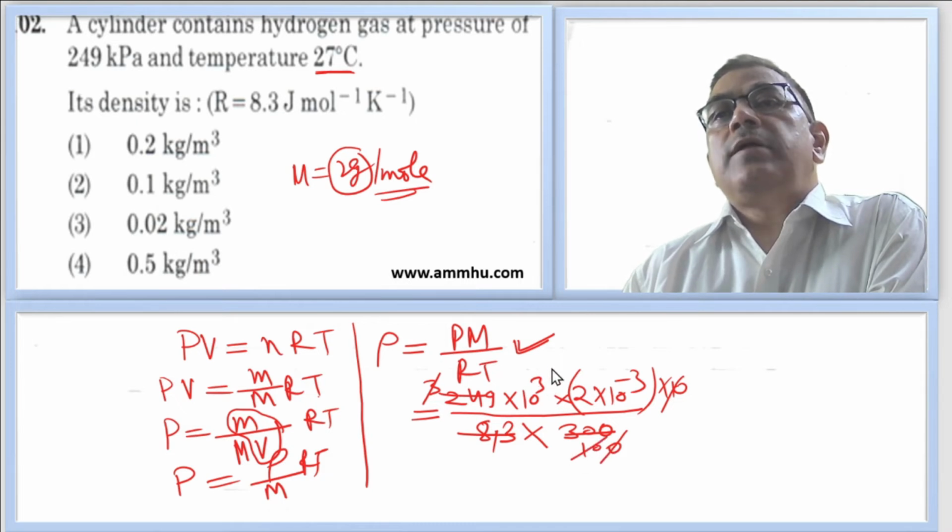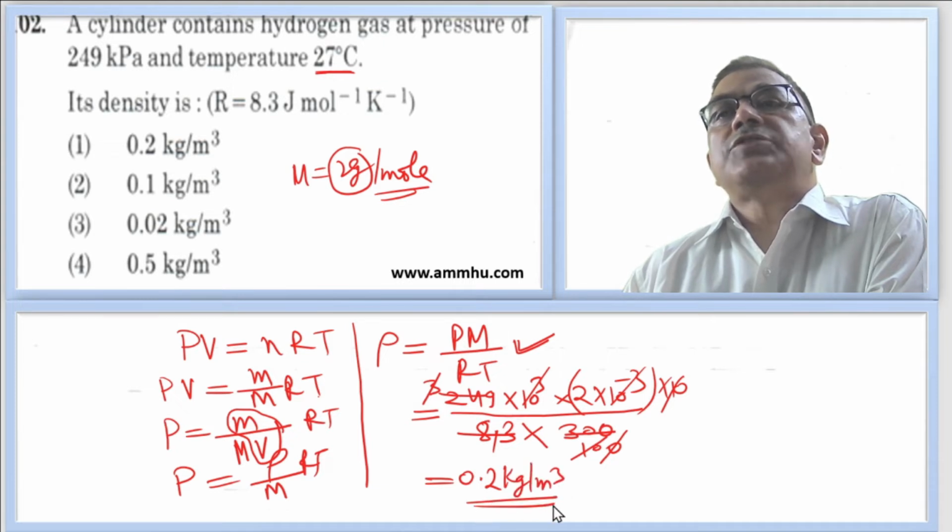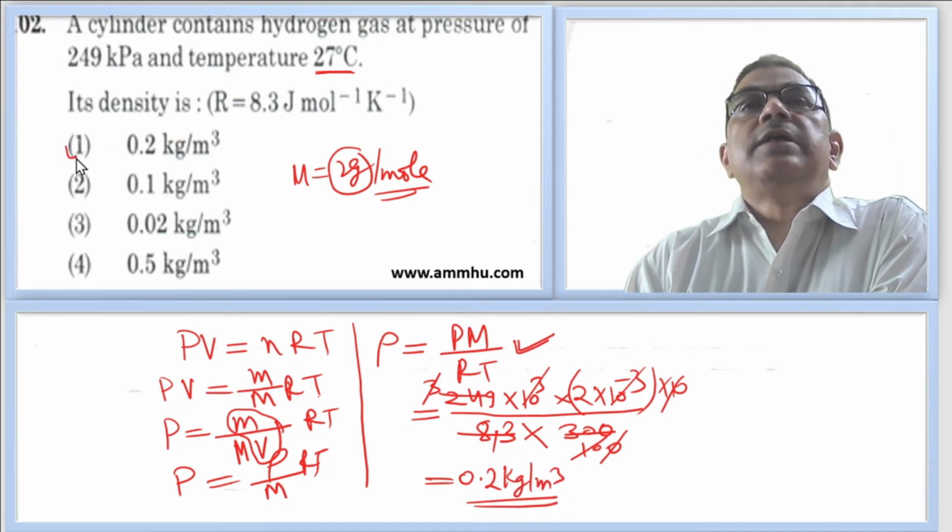10 means what? I mean, see, this will cancel. 2 upon 10 is how much? 0.2. So this is 0.2 kg per meter cube. This should be the density. So option A is correct.